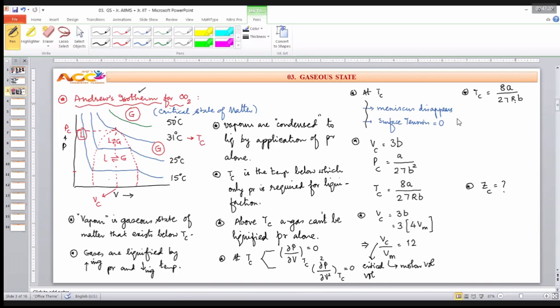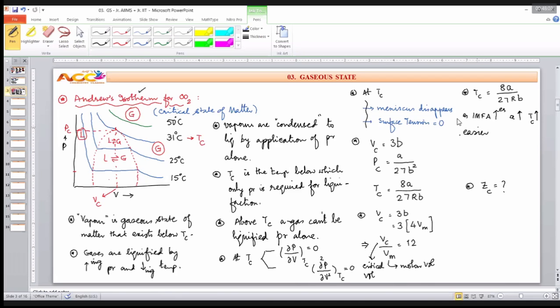TC is 8a by 27Rb. Remember, TC is directly proportional to a. If you increase the value of a, TC increases. If TC is more, a gas can be easily liquefied. Let us go in reverse from the previous class. As intermolecular force of attraction increases, what happens? a increases. If a increases, TC increases. If TC increases, liquefaction is easier.